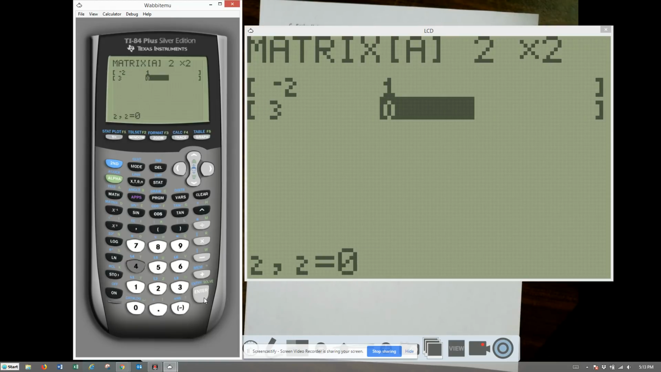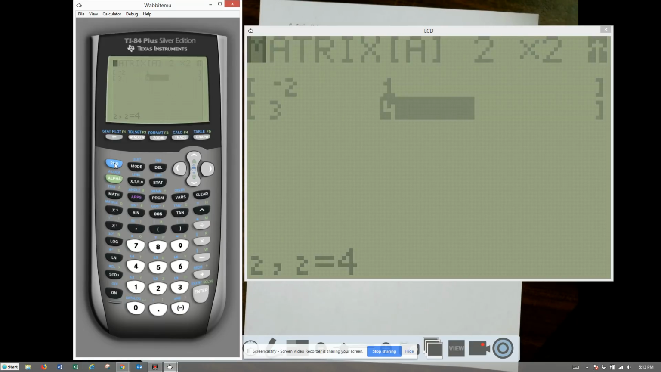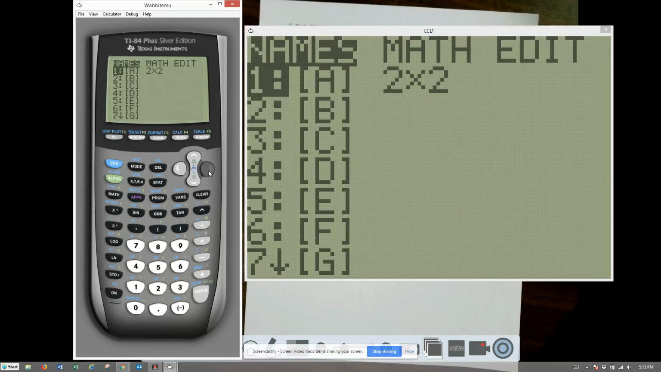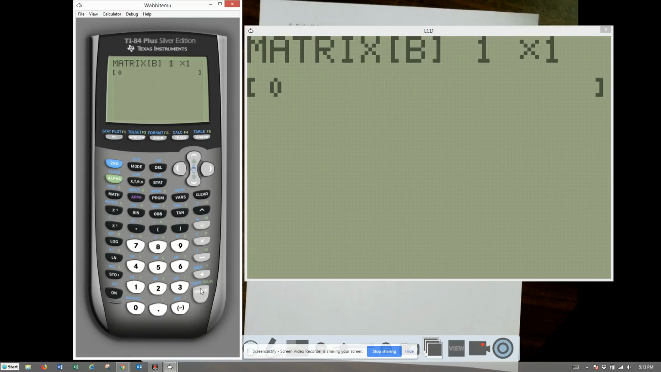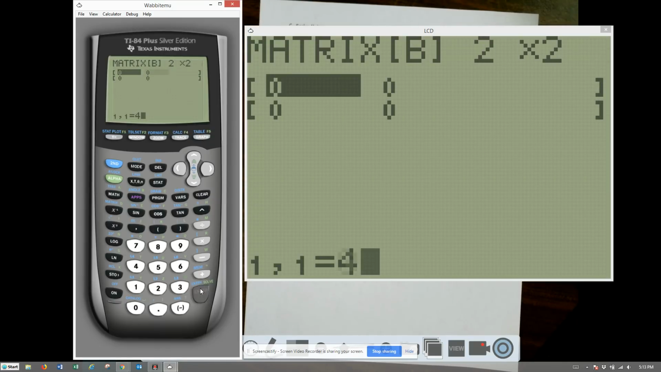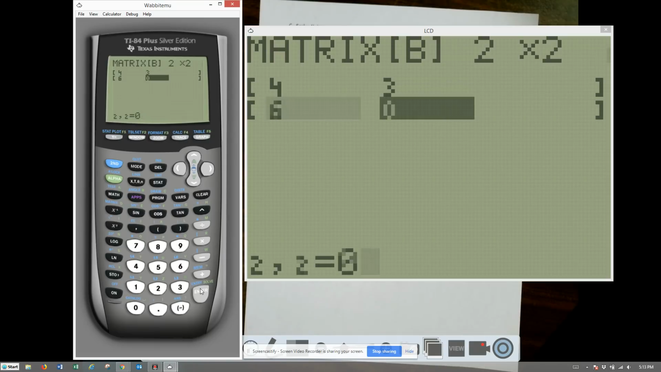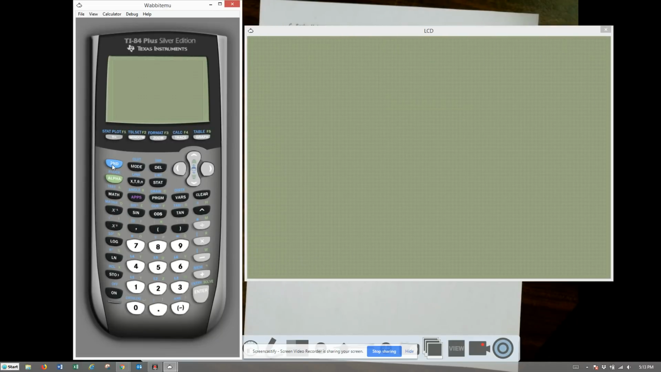3, 4. And we want to quit out of there and go back and edit matrix B. Matrix B is also a 2 by 2 matrix: 4, 3, 6, 1. Now that we have all of our matrices in there, we can quit out of there and we can get the calculator to do 5B plus A for us.